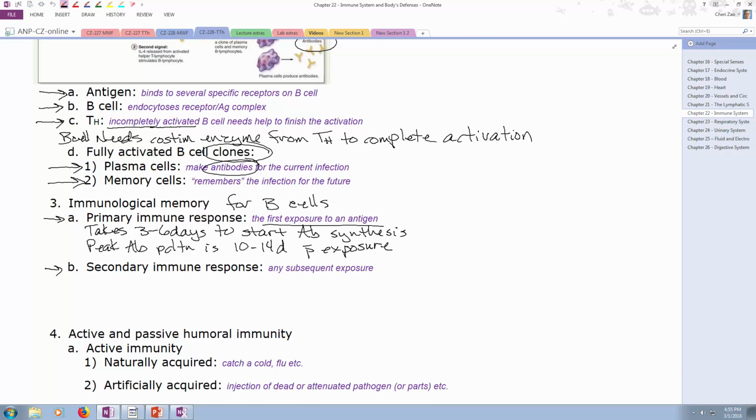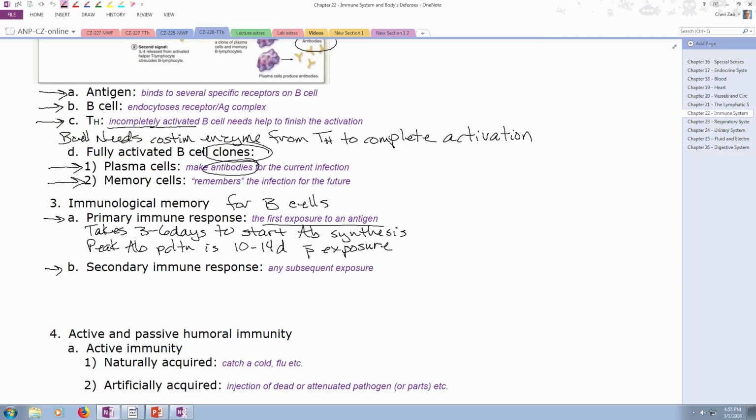And yes? So does that then mean that you're truly not infectious until 10 to 14 days after exposure? So the question is, how long are you infectious or contagious? Probably is your question. And indeed, it's about 2 weeks out for a primary immune response.